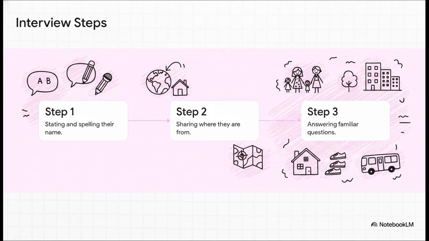Step 1, the student just states their name and spells their surname. Step 2, they share where they're from. And Step 3, answering familiar questions. The examiner might say, do you have a big family? Or do you get to school by bus? It's entirely designed to get the students comfortable and warm up their vocal cords before things get more intense.